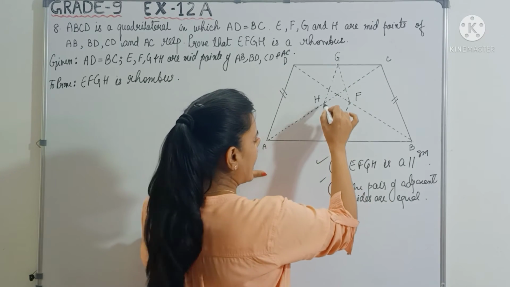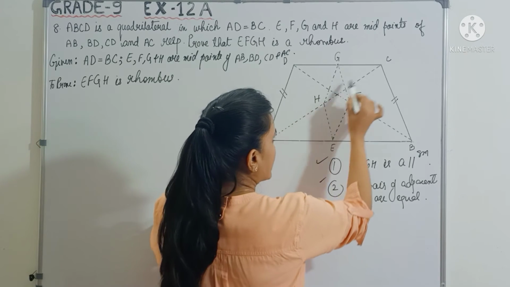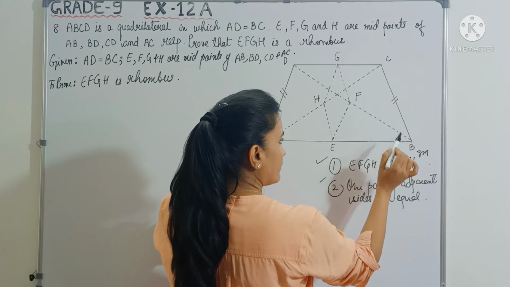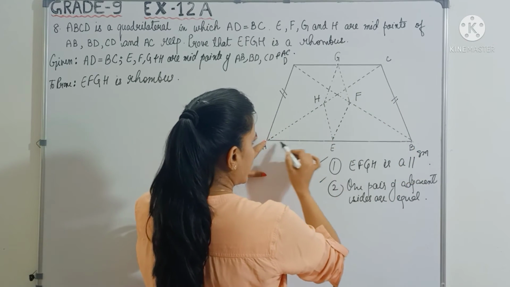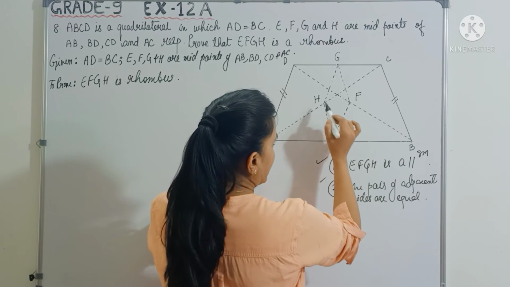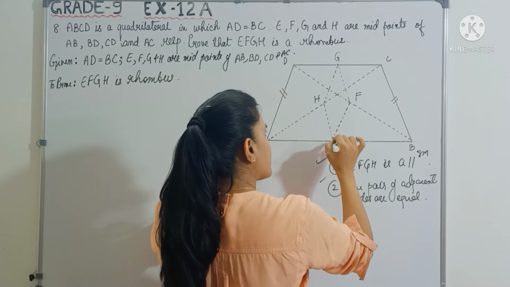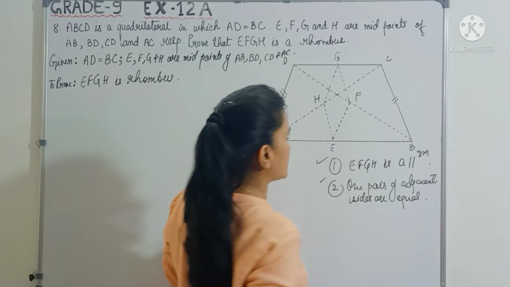Similarly, I have to take HE, right? Now H is the midpoint of AC and E is the midpoint of AB, right? So I will take triangle BAC, right? In this triangle, E is the midpoint of AB and H is the midpoint of AC. So HE is parallel to BC and HE is equal to half of BC, right?